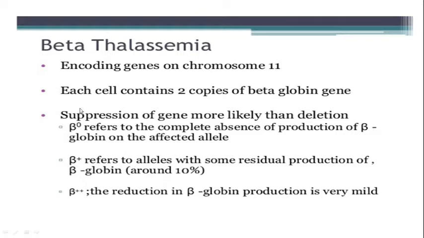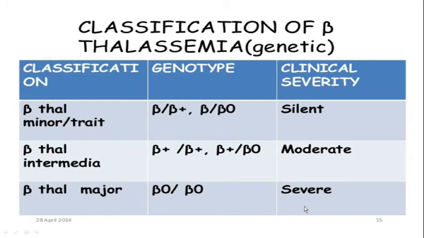This is presented by the acronym beta 0, which refers to the complete absence of production of beta globin on the affected allele. Beta plus refers to alleles with some residual production of beta globin, while beta plus plus is where the reduction in beta globin production is very mild. So this is how it is basically presented genotypically.